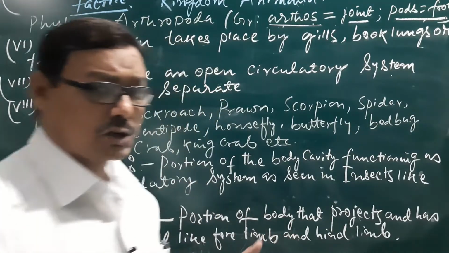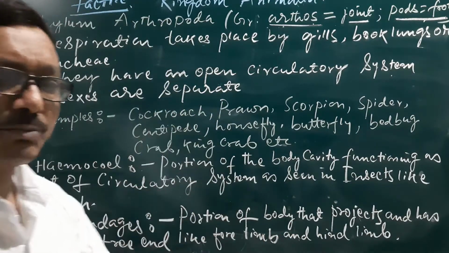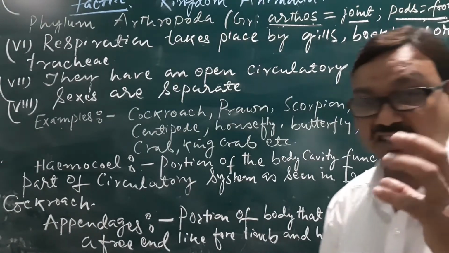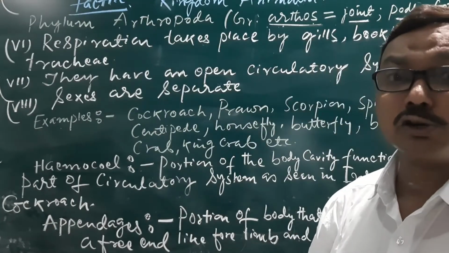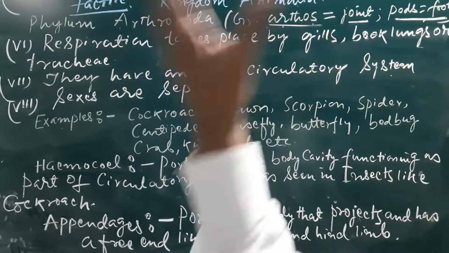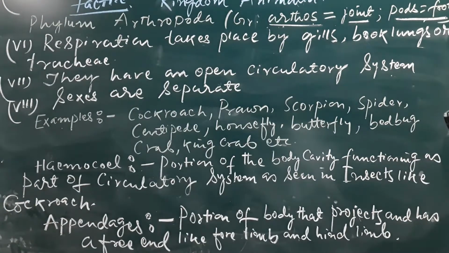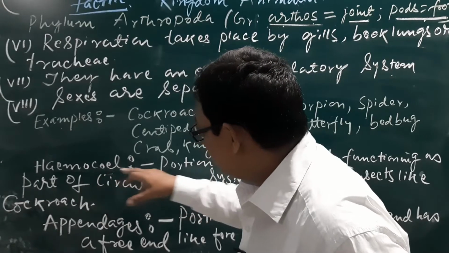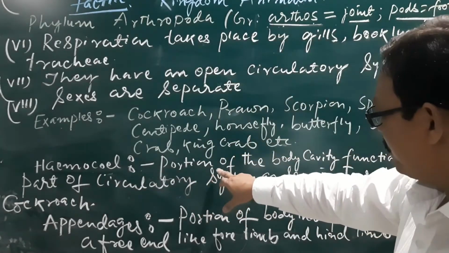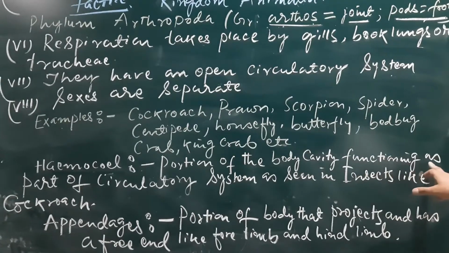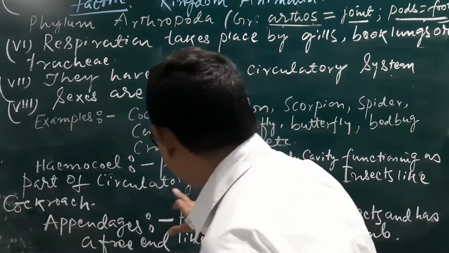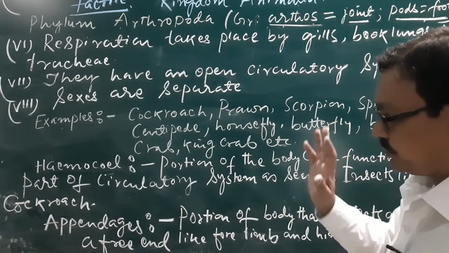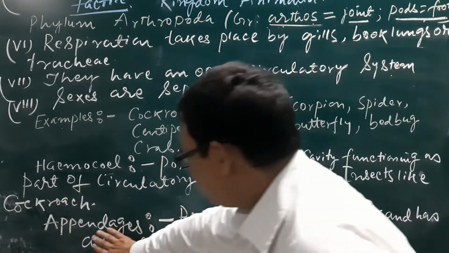Entomology, a separate branch of biology, was created for the study of insects, depending upon these vast varieties. And you have seen two important things here. Hemocoel, I have defined this one here: portion of the body cavity functioning as part of the circulatory system, as seen in insects like cockroach. This one, and the appendages you have seen.